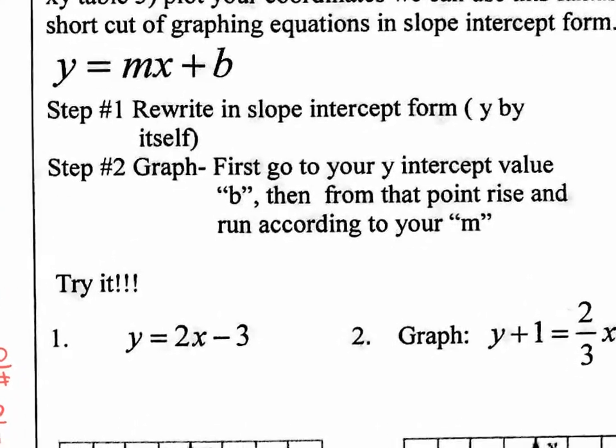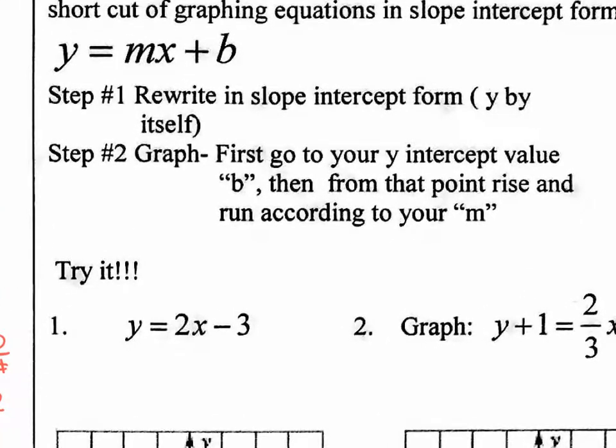But instead of that, we're going to talk about y equals mx plus b. And check out these steps. Step 1, rewrite it in slope-intercept form, y by itself. Same thing as function form. Step 2, graph it. How? First, go to your y-intercept value, whatever's for b, and then from that point, rise and run according to your m. Okay, it's really, really easy. Try it. Check it out.